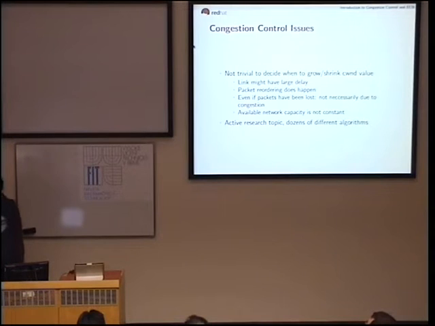And more complicated is even if you know that a packet has been lost, it's not necessarily due to congestion. If you think, for example, of wireless networks, it's simply possible that there was some interference and the packet got discarded at the other end because it had a bad checksum, for instance. In that case, you would not want to reduce the congestion window because there is no congestion, but you can't know. On top of that, the available network capacity always changes because it depends on how much data other senders are pushing onto the receiver and on what links you have. So this is a very active research topic, and there are literally dozens of different algorithms.